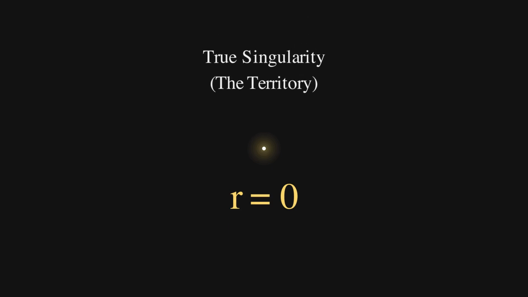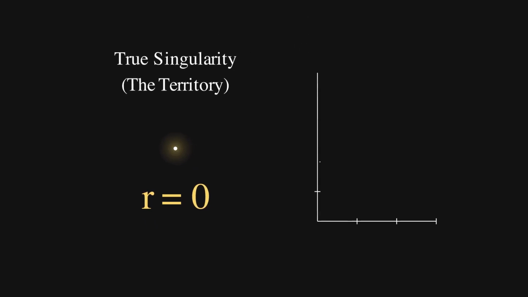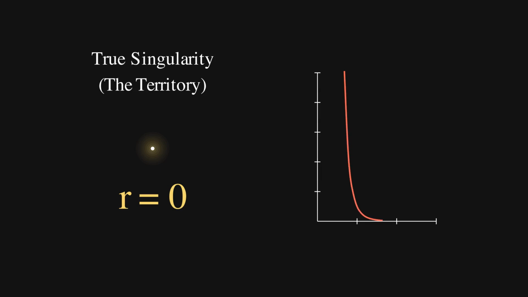Similarly, if an unlucky astronaut were to fall past the event horizon, they wouldn't hit a physical barrier. They'd pass right through, even though our outside observer's map fails to track them. The true singularity, the breakdown of the physical territory, lies at the very center, where r equals 0. Here, the actual curvature of spacetime becomes infinite. It's the point where general relativity throws up its hands and practically begs for a quantum theory of gravity.